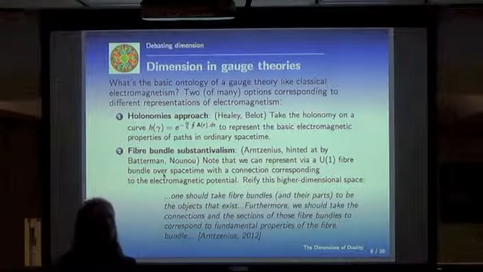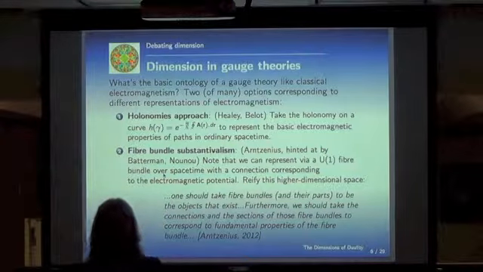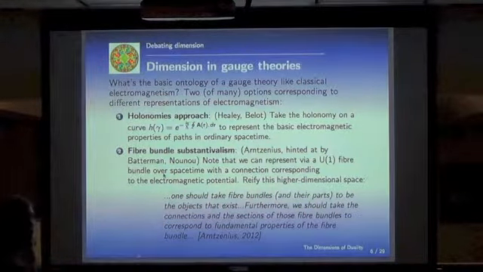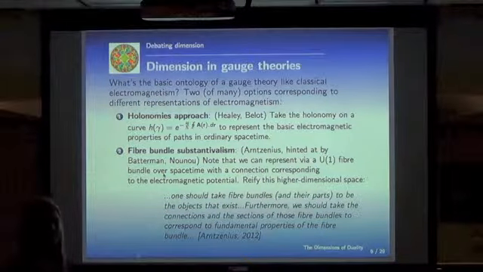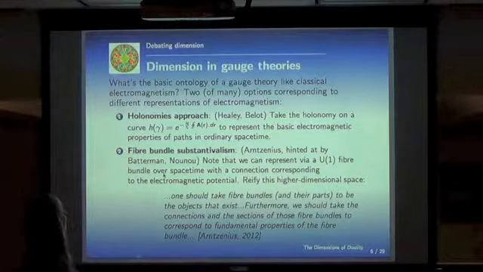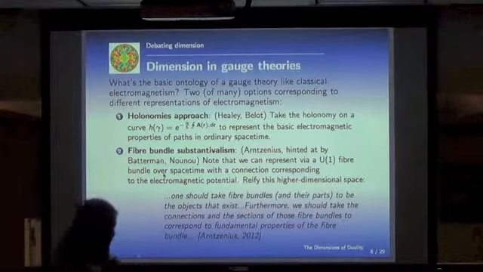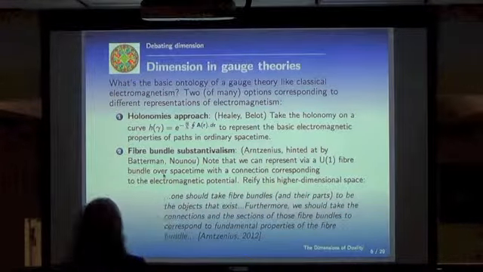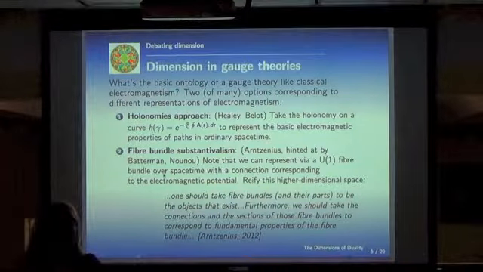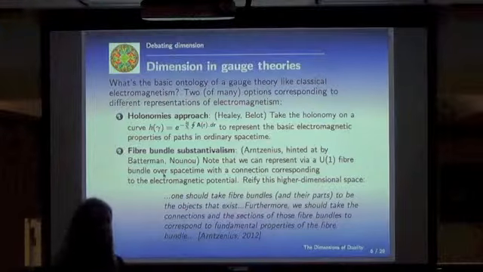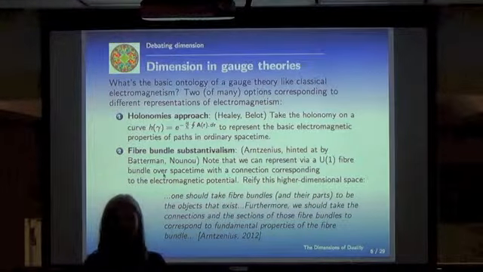This is the kind of approach that Richard Healey and Gordon Belot take. They take the most perspicuous formulation of the theory to be one in terms of holonomies of curves. So basically, you integrate the vector potential around a curve, you get the holonomy, and I think that's the basic unit of your theory, if you like. Electromagnetic properties accrue to paths in ordinary space-time.